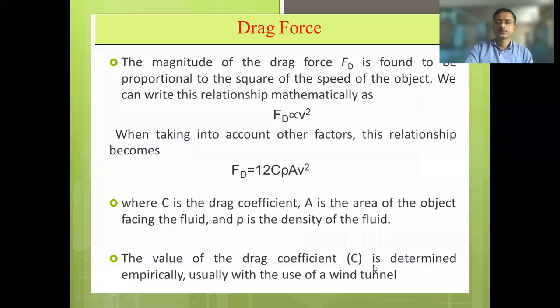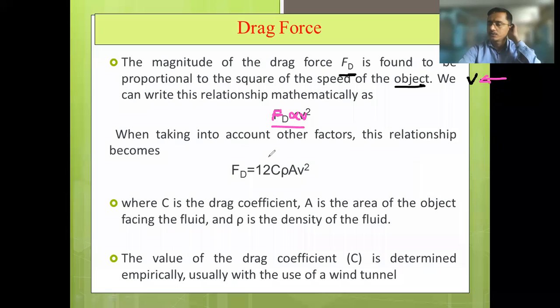Now here, let us see the formula with the help of which we can find out the drag force. The magnitude of the drag force, which is represented by the letter FD. This FD is nothing but the drag force. This magnitude is found to be directly proportional to the square of the speed of the object. Let us say v is the velocity or speed of this object which is moving there, then this drag force FD will be directly proportional to the velocity square. We can write this relationship mathematically as FD is directly proportional to V square. That is, drag force is directly proportional to V square.